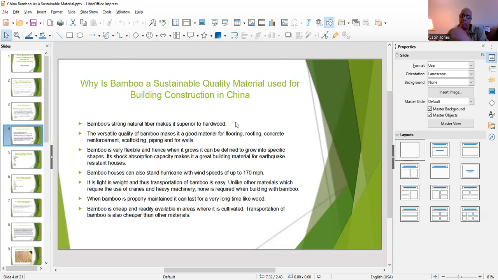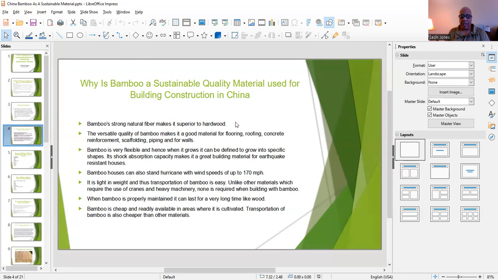and for walls. Bamboo is also very flexible, and when it grows, it can be guided to grow into specific shapes. Its shock absorption capacity makes it a great building material for earthquake resistant houses. Now, of course, some areas, particularly the Asian Pacific, have a lot of tsunamis, which are high tides. The good thing about bamboo is that it can withstand hurricane force winds up to 170 miles per hour.